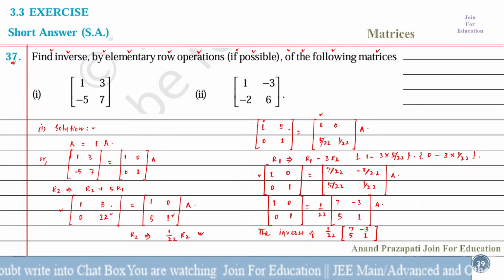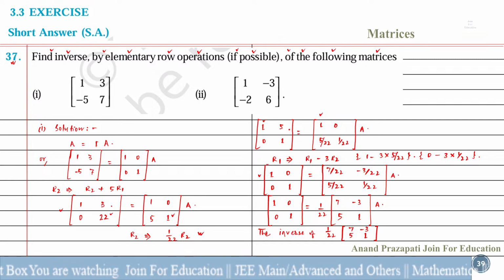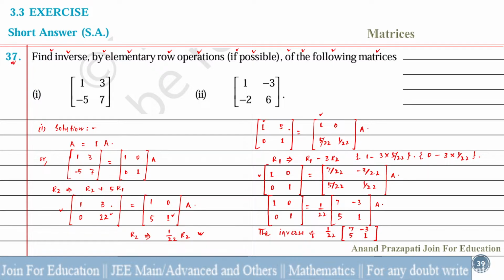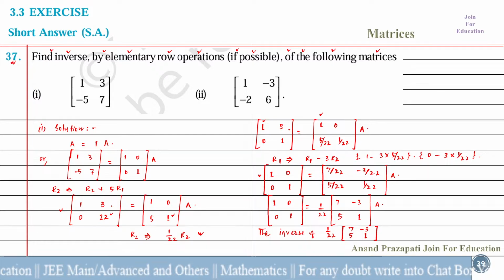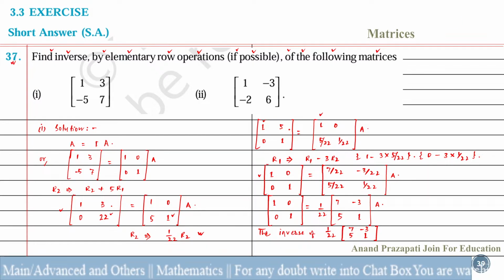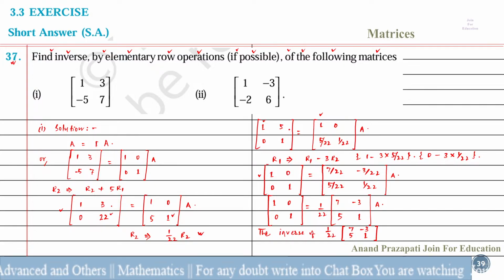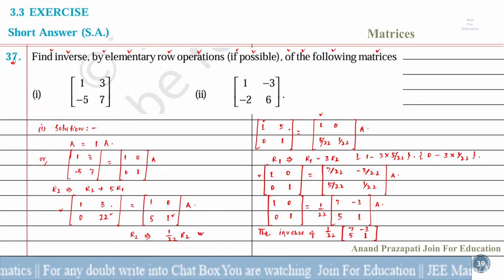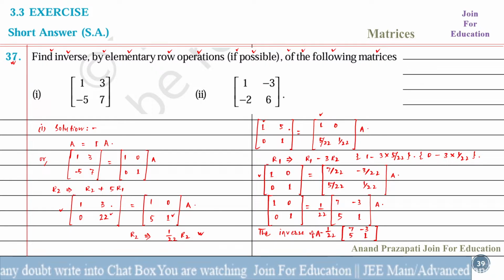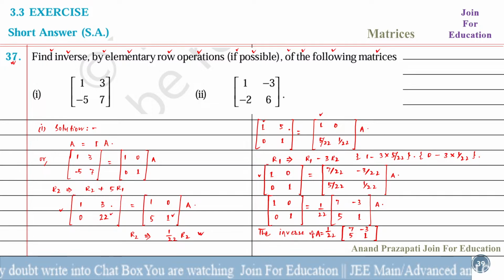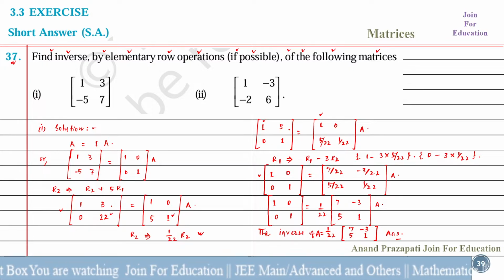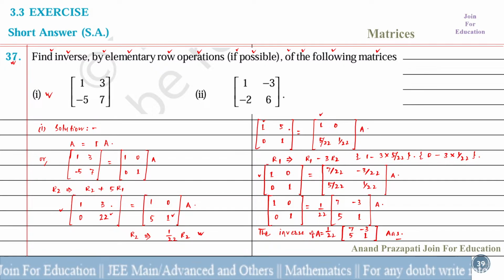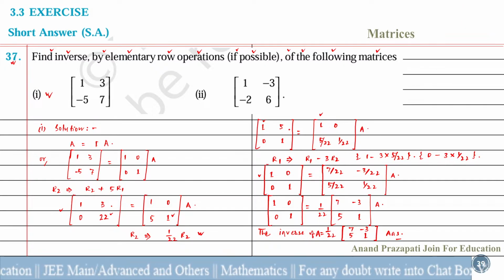After that, there is no problem to understand up to this step. So here will be minus 3 by 22. So this one will be the answer, the inverse of A. This is the answer of question 37 part 1. Similarly, we can solve 37 part 2.